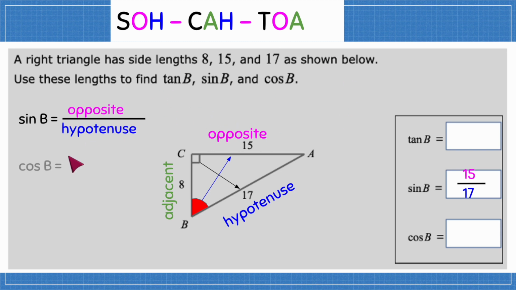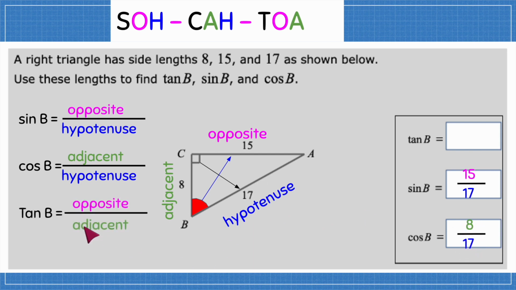Now I have cosine, and that's adjacent over hypotenuse. So I have 8 over 17. There's my cosine, 8 over 17. And then I have tangent, which is opposite over adjacent, so that's 15 over 8. So I have my 3 trigonometric ratios written out in fraction form. I hope that helped, and I will see you in the next video.